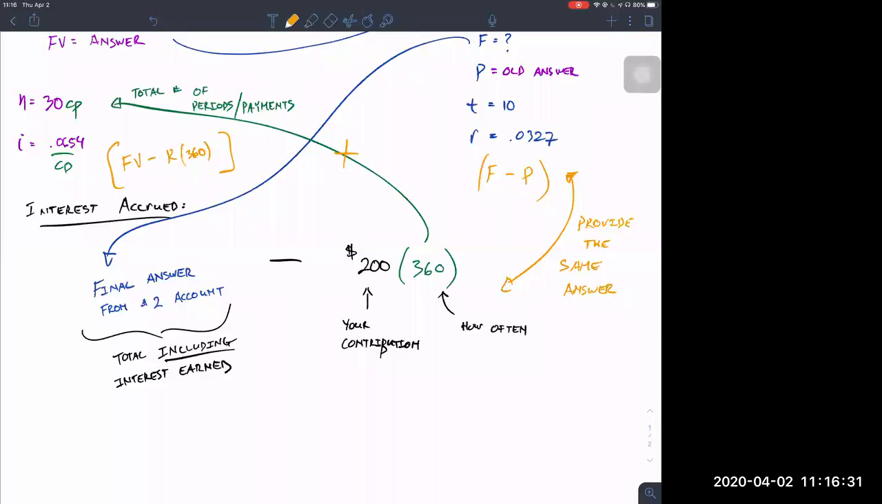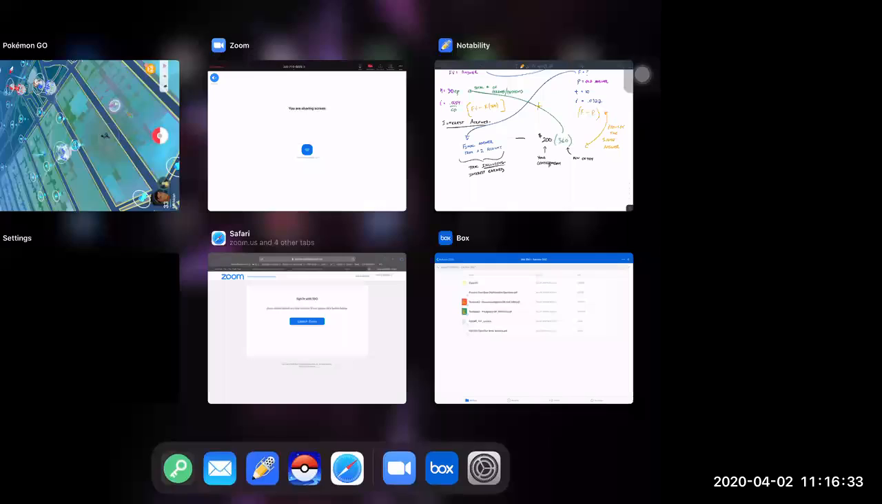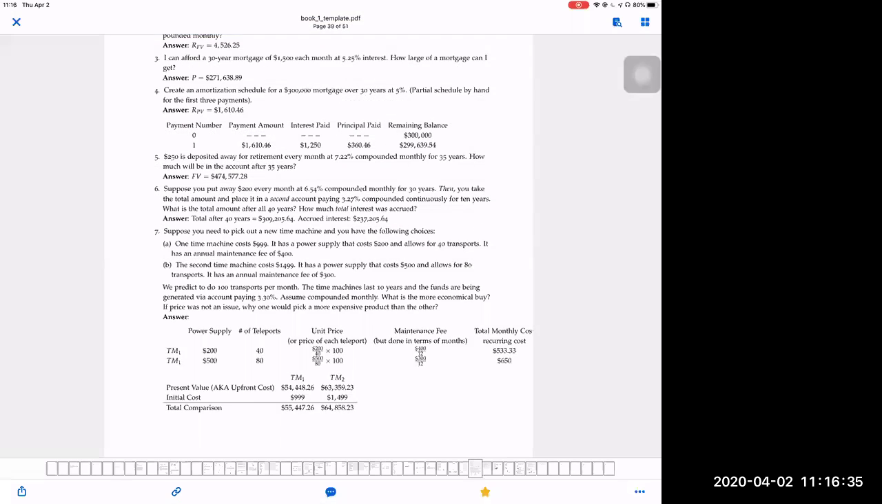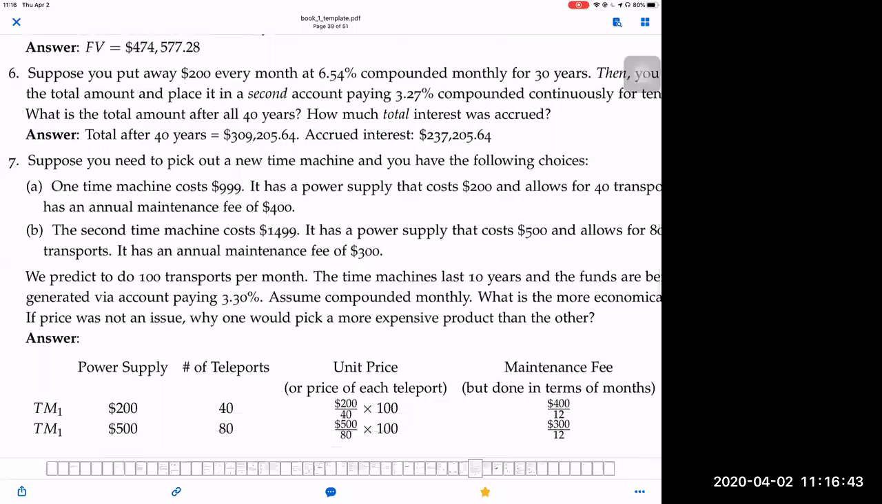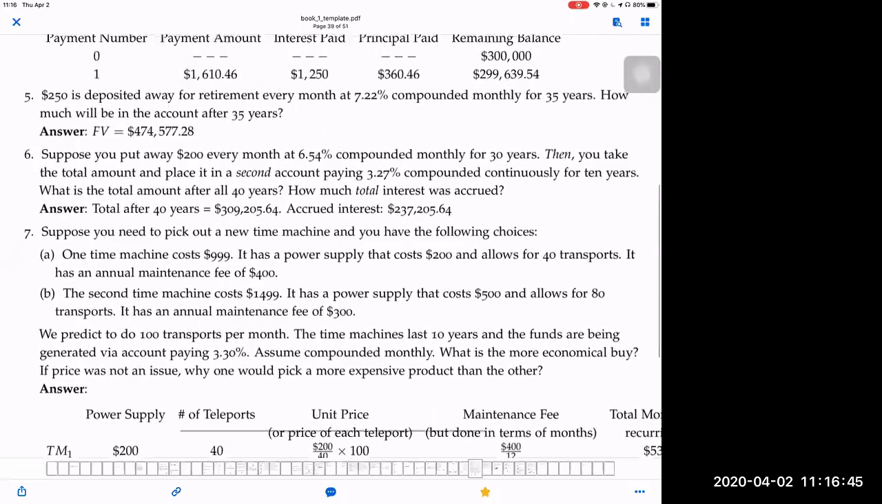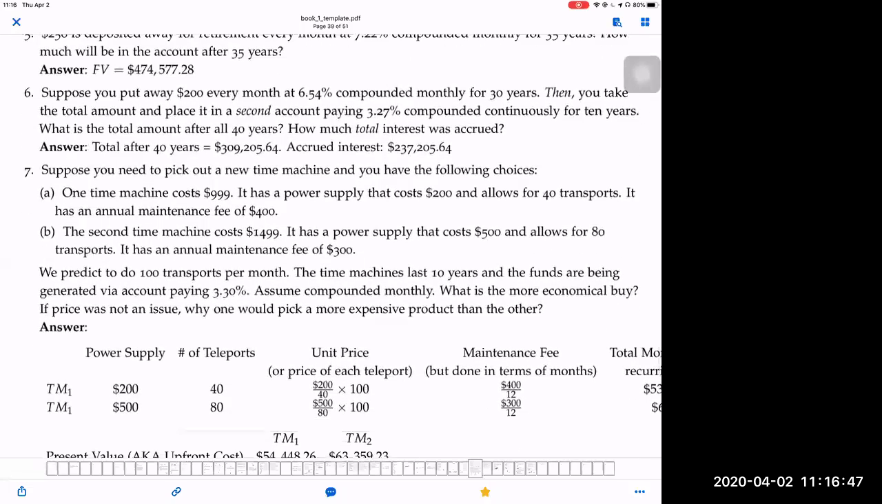Sure. In the question, if you flip back to it, it says that suppose you put away $200 every month. What page is this question on? Page 39. It's on page 39 in your textbook? In my textbook, yeah.